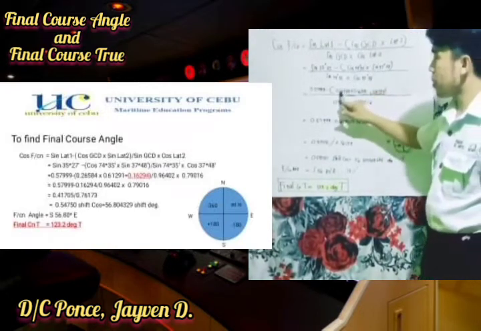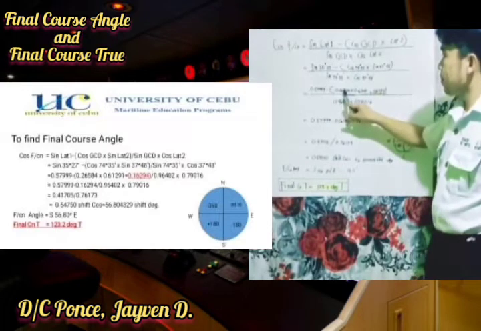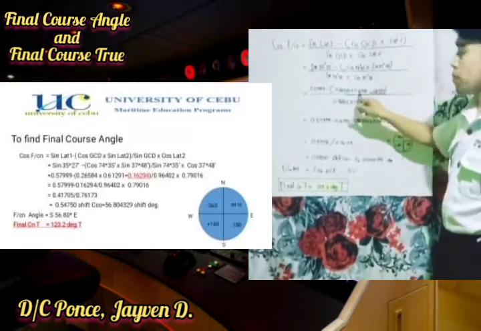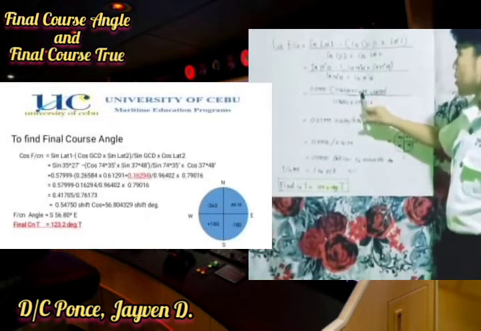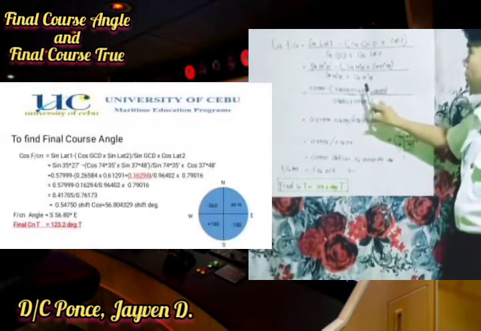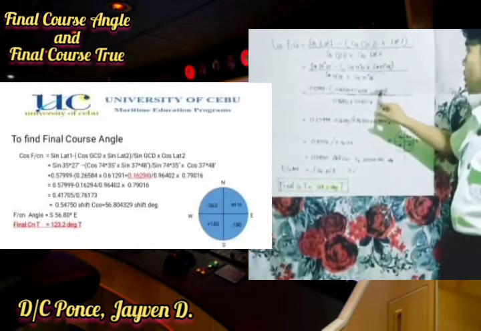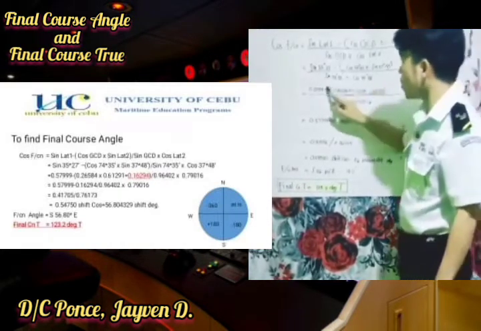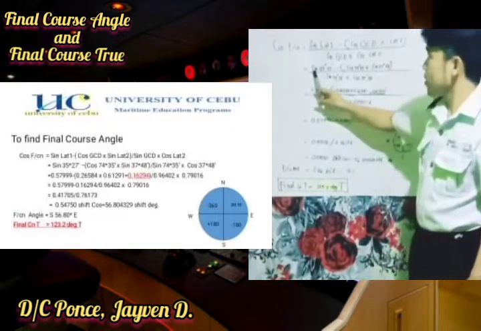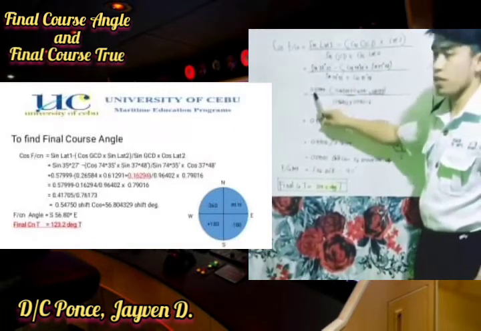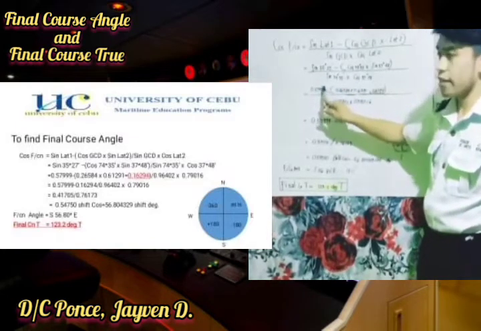So 0.26584 times 0.61291 equals 0.16294. We are going to solve sine 35 degrees 57 minutes to get 0.57999.